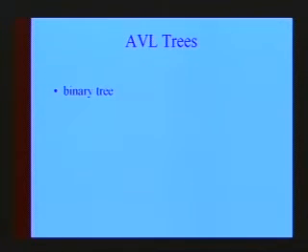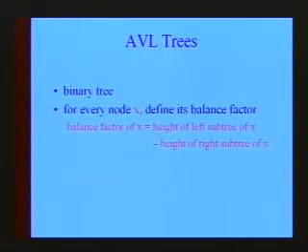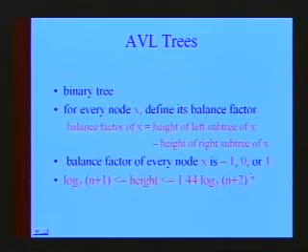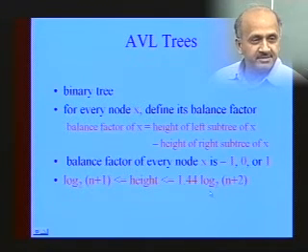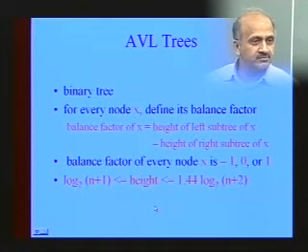We saw that an AVL tree is a binary tree, and you define a balance factor for every node, where the balance factor is simply the height difference between the left and right subtrees of that node. AVL trees have the property that the balance factor of every node is -1, 0, or 1. As a consequence of this property, we saw that the height of an AVL tree lies between log n and 1.44 log n. So they have the right height property. All AVL trees have a height that is order of log n.